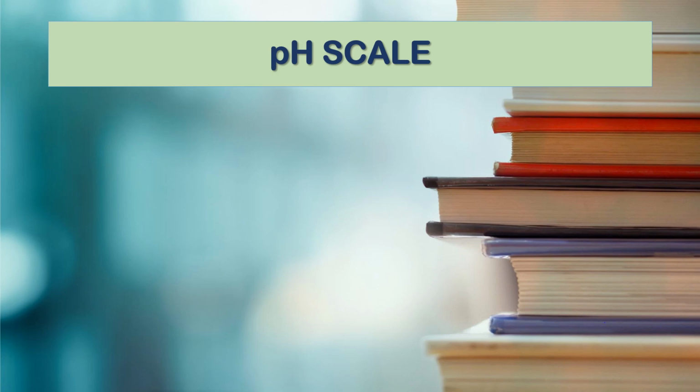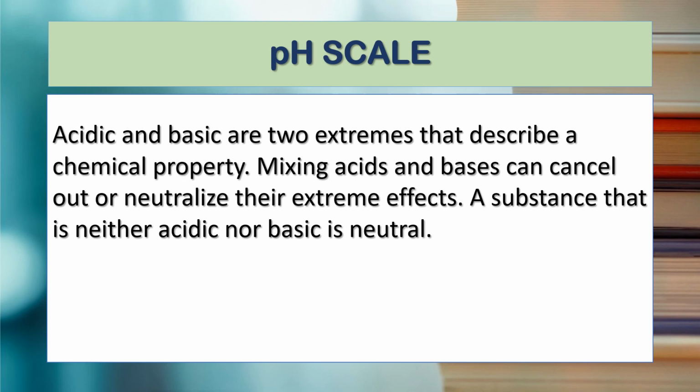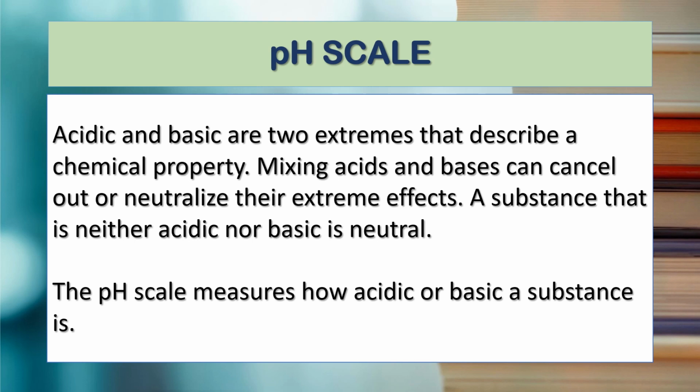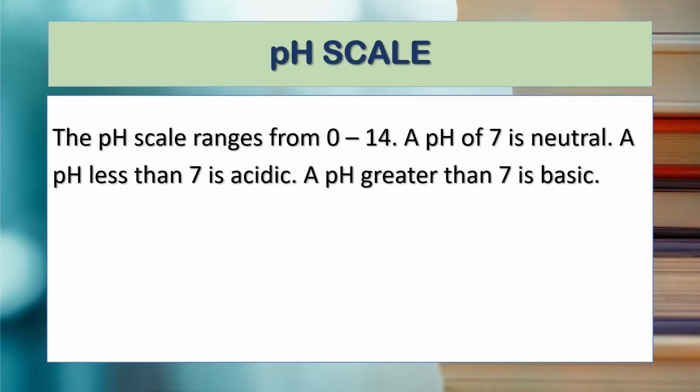The pH scale is another application of logarithm. Acidic and basic are two extremes that describe a chemical property. Mixing acids and bases can cancel out or neutralize their extreme effects. A substance that is neither acidic nor basic is neutral. The pH scale measures how acidic or basic a substance is. A pH scale ranges from 0 to 14. A pH of 7 is neutral. A pH less than 7 is acidic. A pH greater than 7 is basic.